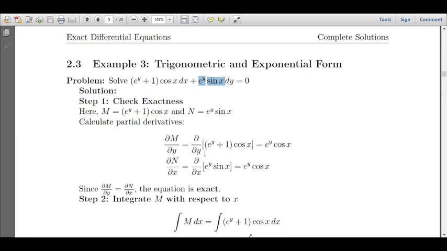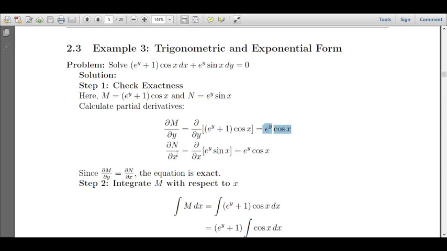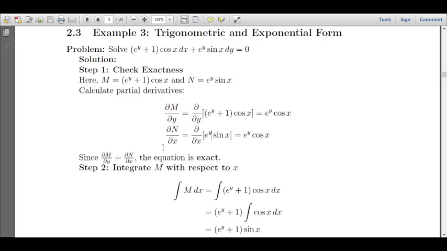∂M/∂y equal to ∂/∂y of (e power y plus 1) cos x. Now, with respect to y, x term constant, first we write cos x as it is and differentiation of e power y plus 1. Since 1 is constant, differentiation 0, differentiation of e power y is e power y itself. So, this is e power y cos x. Same thing, ∂N/∂x equal to ∂/∂x of e power y sin x. With respect to x, y term constant, so we write e power y as it is, differentiation of sin x equal to cos x. Therefore, both partial derivatives are equal. Therefore, the given differential equation is exact.